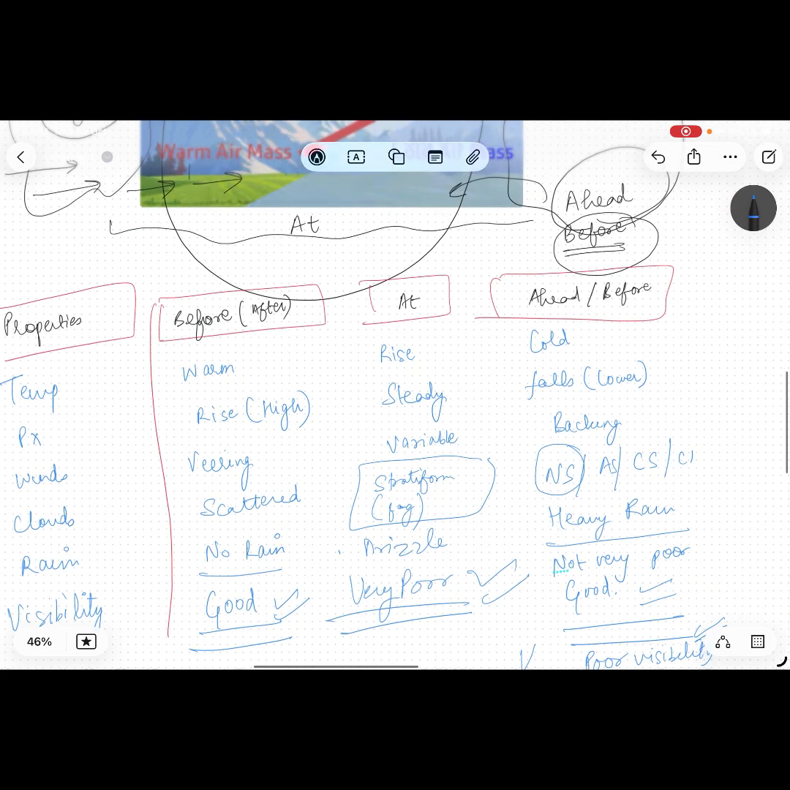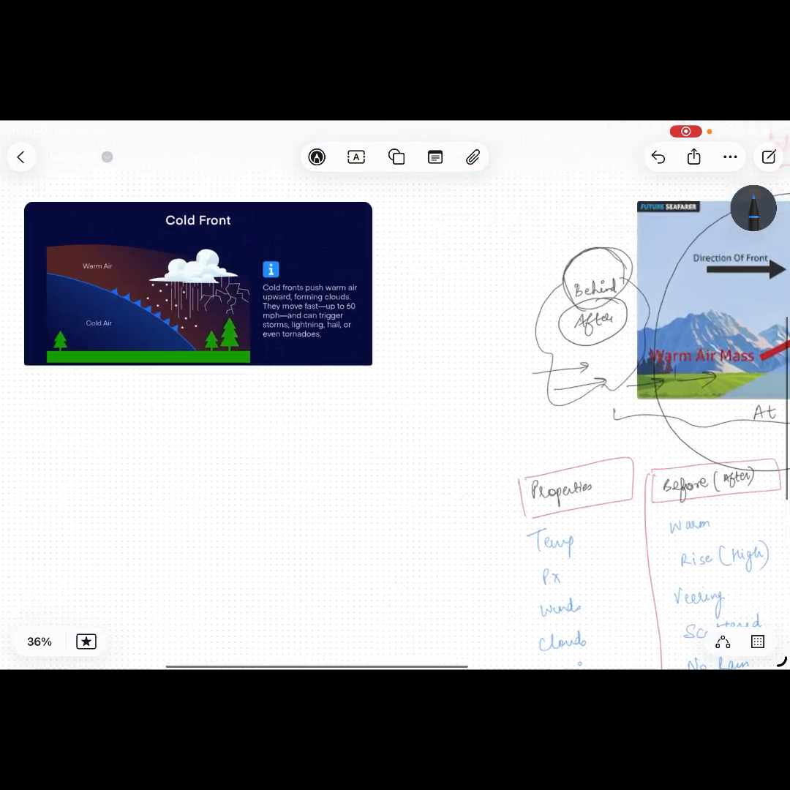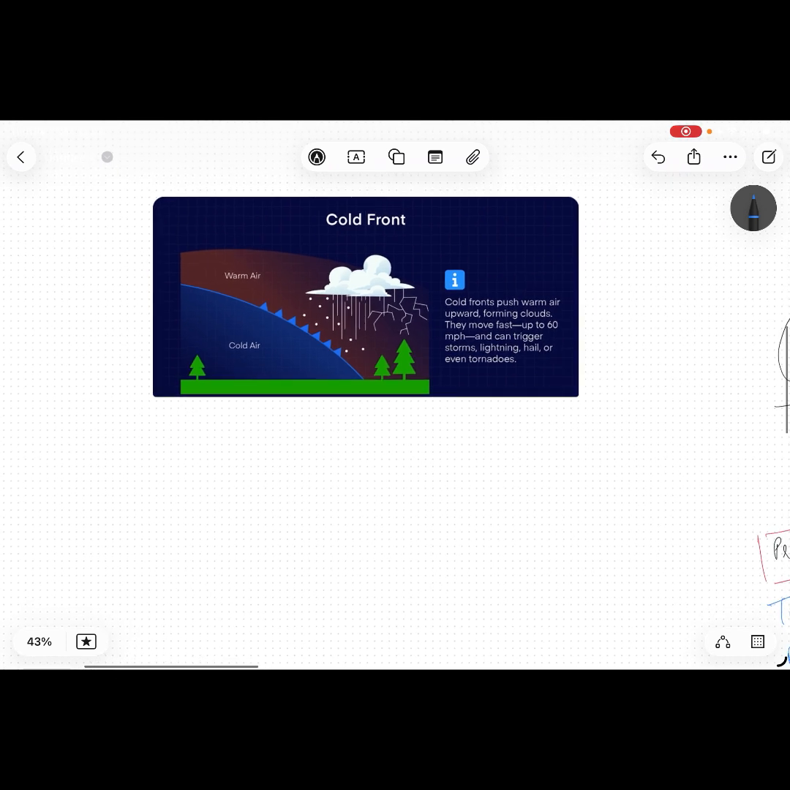Great. So this was all about the warm front. Now we'll talk about the cold front. In the cold front, the cold air is overtaking the warmer air that's ahead. So we have the warm air over here, like I'll show you. So this is the warm air.